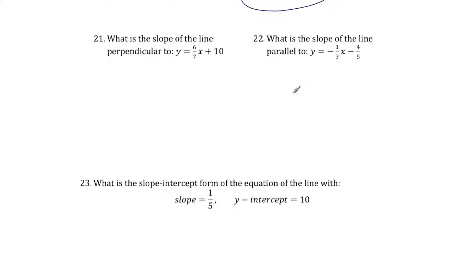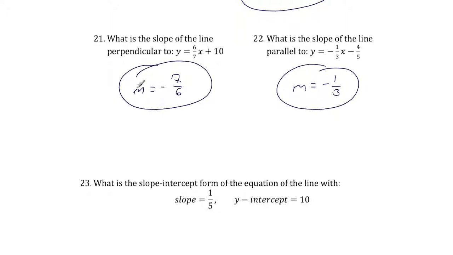Find the slope when it's perpendicular to this. Well, here's the slope, 6 sevenths. So the new slope, m, is going to be negative 7 sixths. Here, the slope for the original equation is negative 1/3. When it's parallel, it's going to be the exact same. So it's going to be, again, negative 1/3.